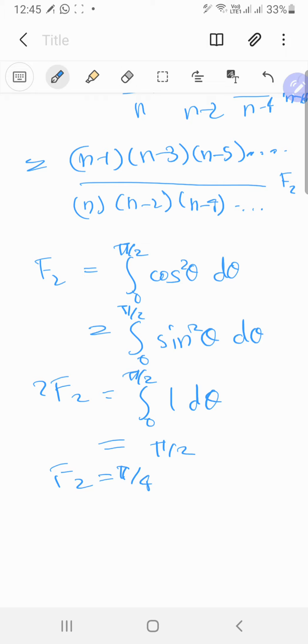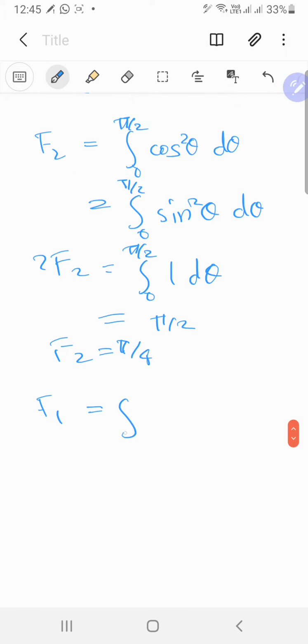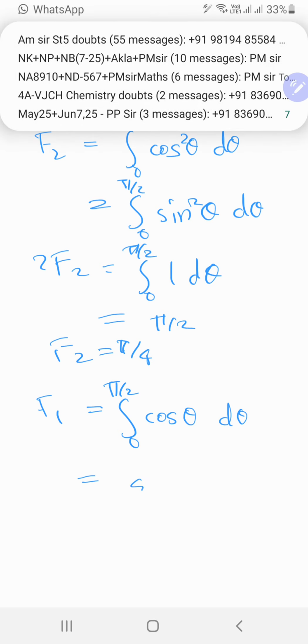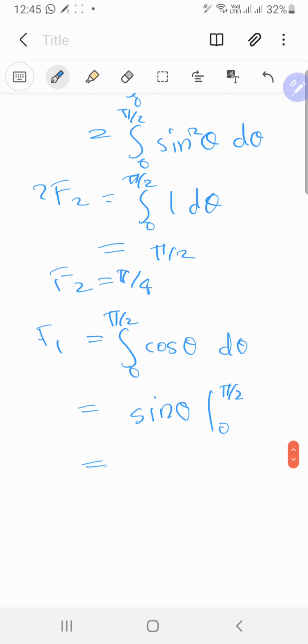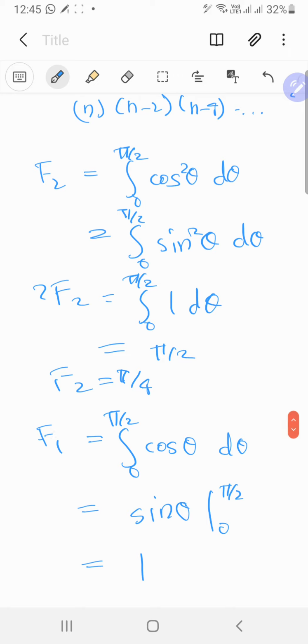But what if this is f1? So f1 is the integral from 0 to pi upon 2 of cosine theta d theta, right? Well, what's that going to be? The derivative of sine theta is cosine theta. So it will be sine theta from 0 to pi upon 2, and that turns out to be 1, right? So f1 is 1 and f2, for some reason, is pi upon 2 something.